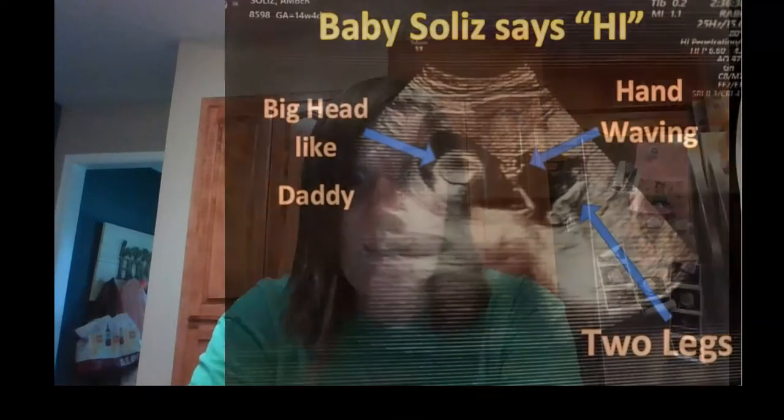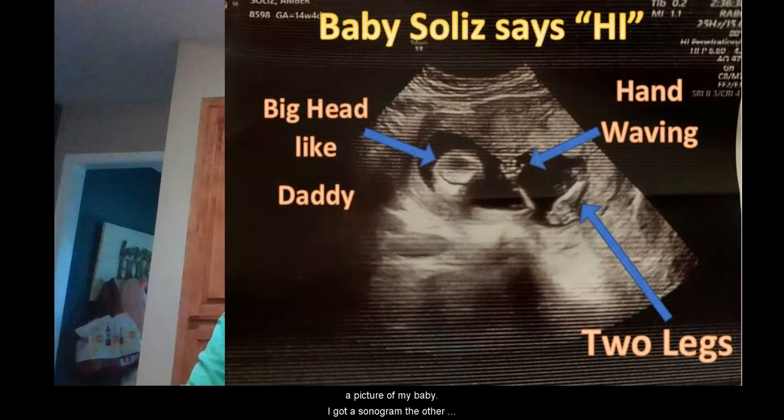On that note, I wanted to show you a picture of my baby. I got a sonogram the other day, so I know my kids will be excited. But here is a picture sonogram, and you can see that the baby is waving, got a little hand up in the air saying hi. Got a big old head like his dad or her dad. We don't know if it's a boy or girl yet.